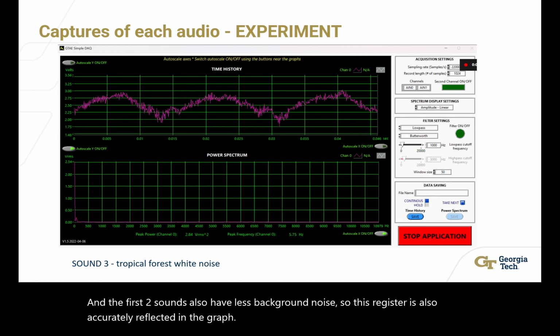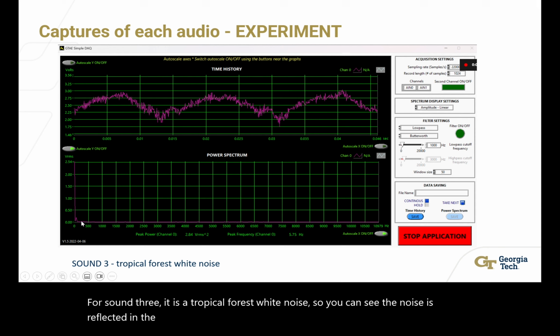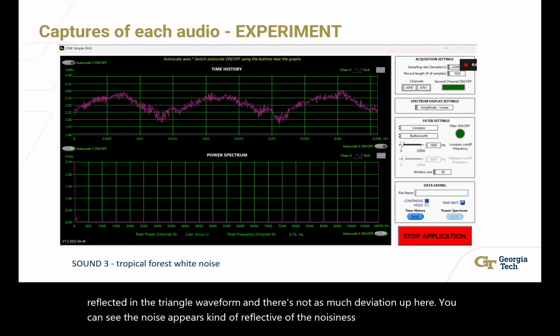For sound 3, it is a tropical forest white noise, so you can see the noise is reflected in the triangle waveform, and there's not as much deviation up here. You can see the noise up here is kind of reflective of the noisiness of the sound, but it is a pretty clear triangle wave.